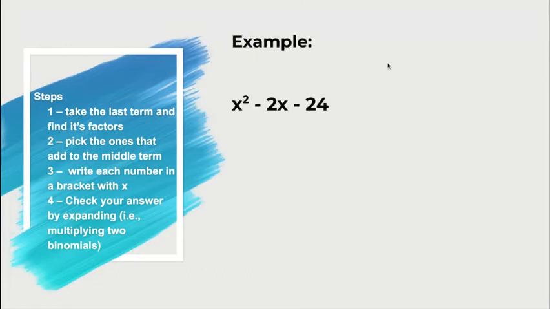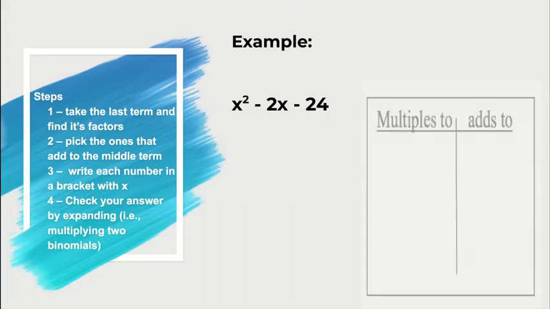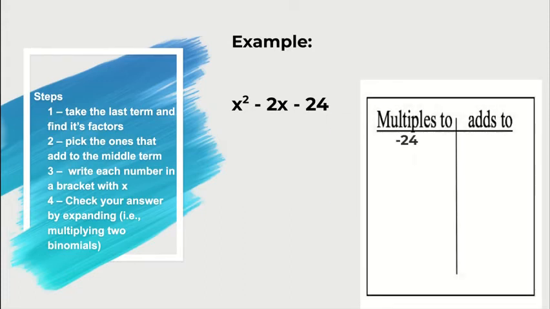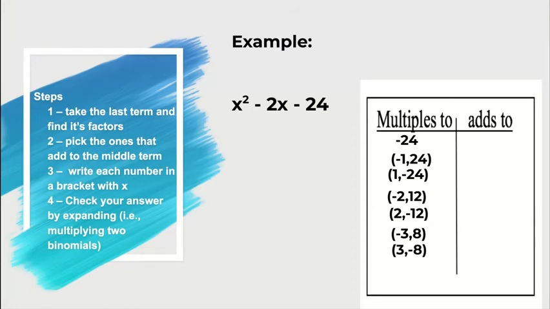Okay, the next example is x squared minus 2x minus 24. So it needs to multiply to negative 24. So we've got negative 1 and 24. 1 times negative 24. Negative 2 times 12. 2 times negative 12. Negative 3 times 8. 3 times negative 8. Negative 4 times 6. And 4 times negative 6.